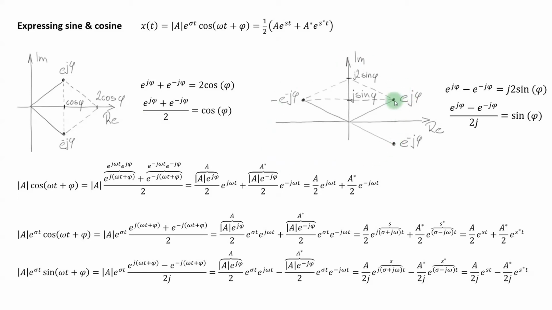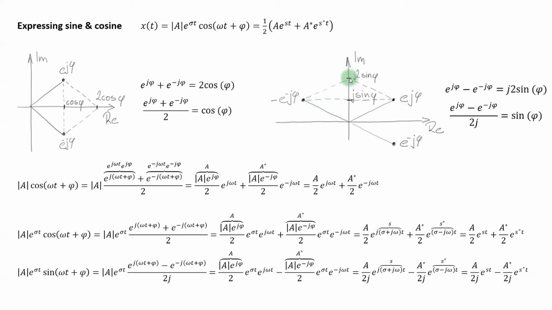You will take this complex exponential e to the j phi, then you will take its complex conjugate, which is e to the minus j phi, and then you put a minus sign in front of this complex number. That will give you this point. This is minus e to the minus j phi. And now you will add this complex number and this complex number. Again, those complex numbers are added like vectors, so when you add this and this, you will get this point.